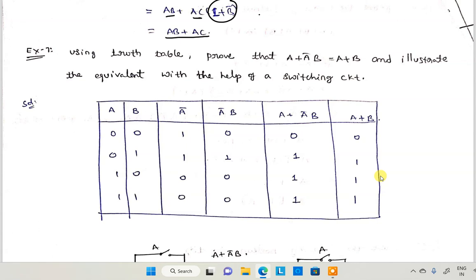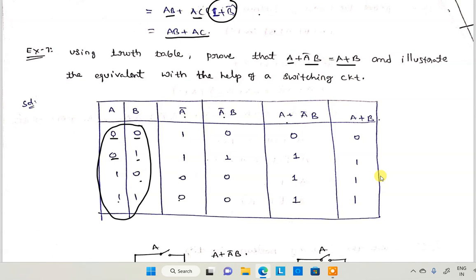Next, at the last question, example 7. In this example, they are providing A bar B is equal to A plus B. Illustrate the equivalence with the help of the switching circuit. They provided the truth table. So in this truth table, A, B, A bar B, A bar plus A bar B, A plus B. So how to write the truth table. Just now 0, 0, 0, 1, 1, 0, 1, 1. These four combinations. A bar is nothing but here 0 is there 1, 0 is there 1, 1 is there 0, 1 is there 0.